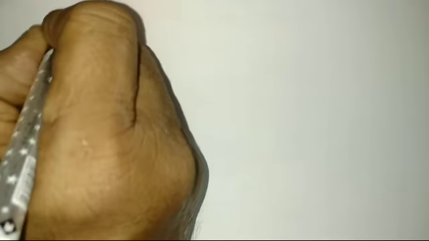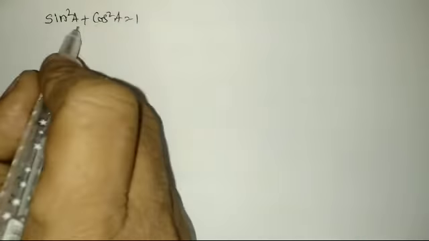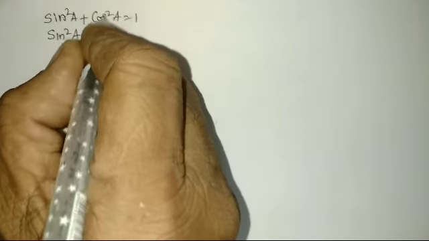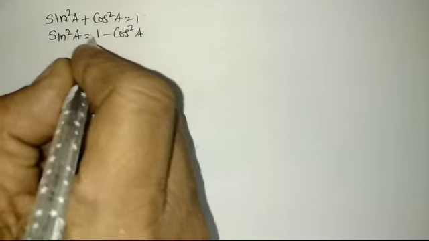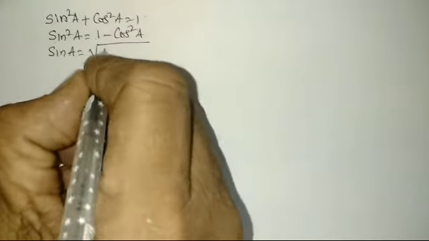Before going through the examples and problems related to 8.4, we are going to recollect the identities. So the first one is sin square A plus cos square A equal to 1. From this, transposing cos square A, we get sin square A equal to 1 minus cos square A. And from sin square A equal to 1 minus cos square A, we get sin A equal to root of 1 minus cos square A.